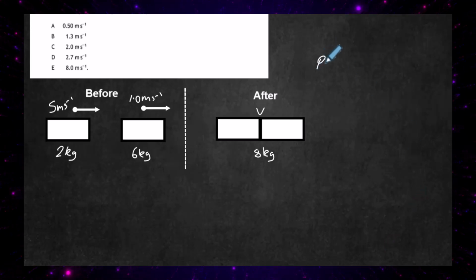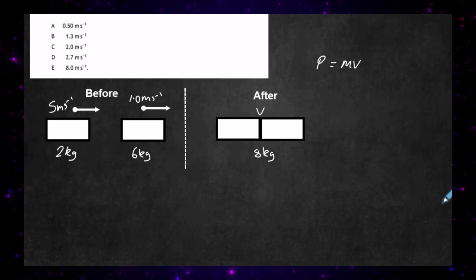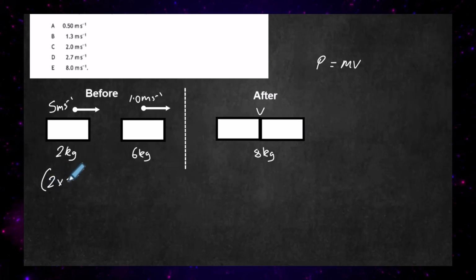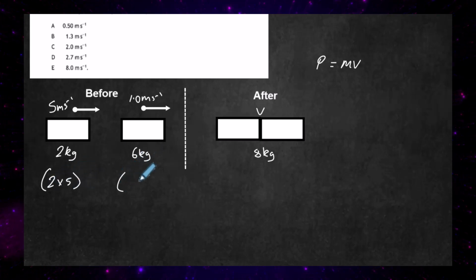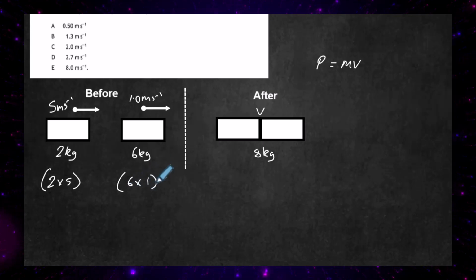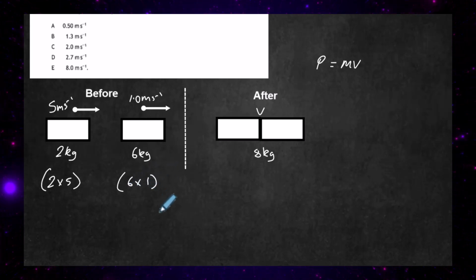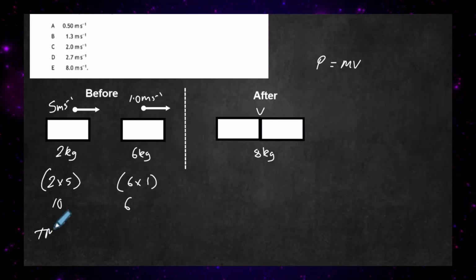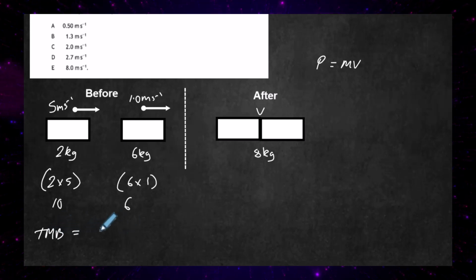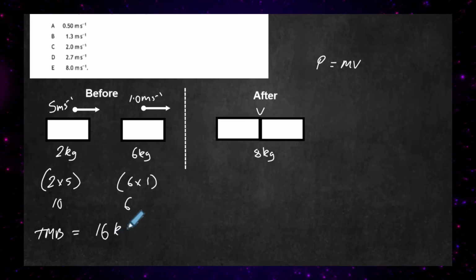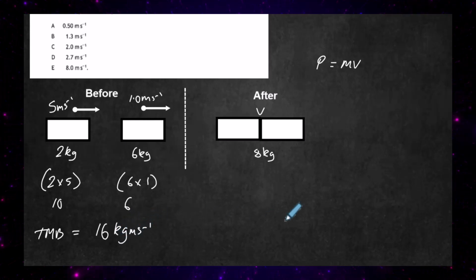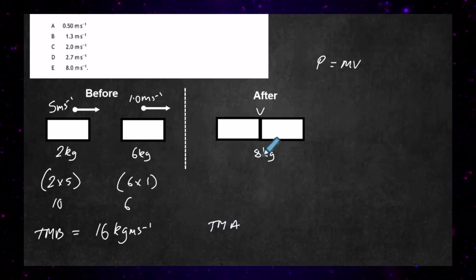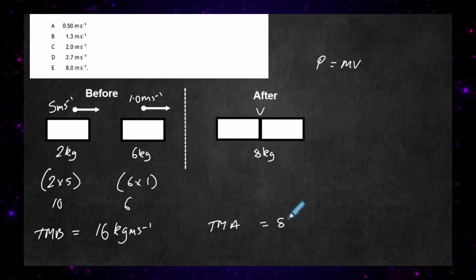So we know that momentum p equals mv, mass times velocity. So we work out the momentum for each one of these. The momentum of the first one is going to be mass 2 times the velocity 5, and the momentum of this one is going to be 6 times the velocity 1, all going from left to right, so all velocities are positive. 2 fives are 10, 6 ones are 6, and we can say the total momentum before this collision is going to equal 16 units of momentum, which is 16 kilograms meters per second. After the collision, the total momentum after is simply the mass times the velocity, and it's going to be equal to 8v.